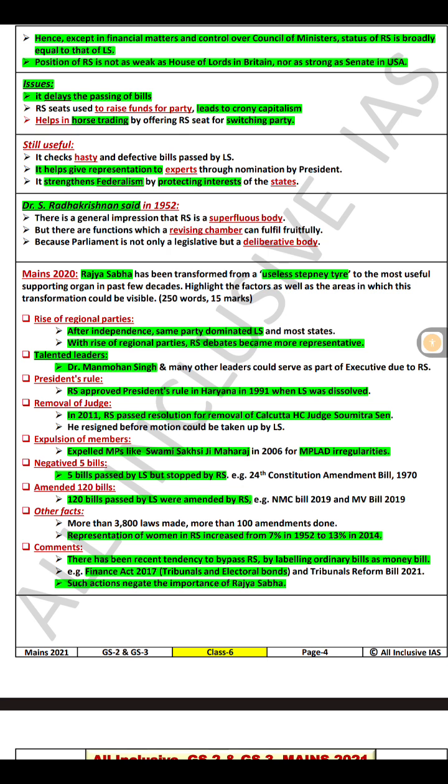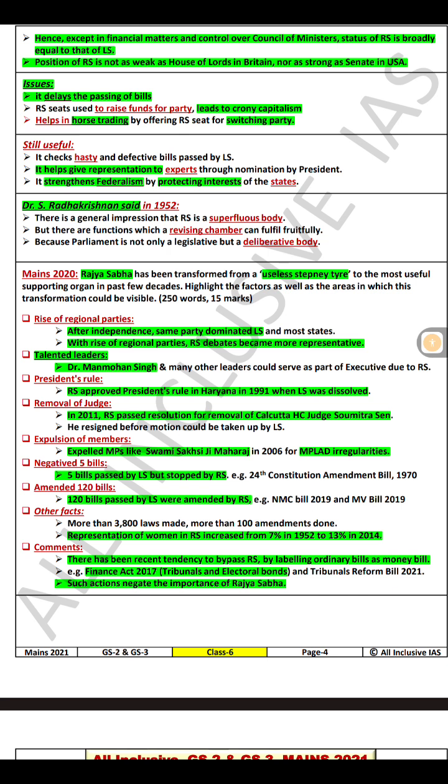President's rule: Rajya Sabha approved president's rule in Haryana in 1991 when Lok Sabha was dissolved. Removal of judge: in 2011, Rajya Sabha passed resolution for removal of Kolkata High Court Judge Soumitra Sen. He resigned before motion could be taken up by Lok Sabha. Expulsion of members: Rajya Sabha expelled MPs like Swami Sakshi Ji Maharaj in 2006 for MP-led irregularities.